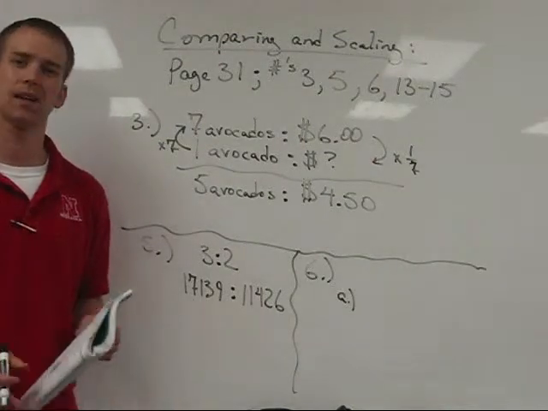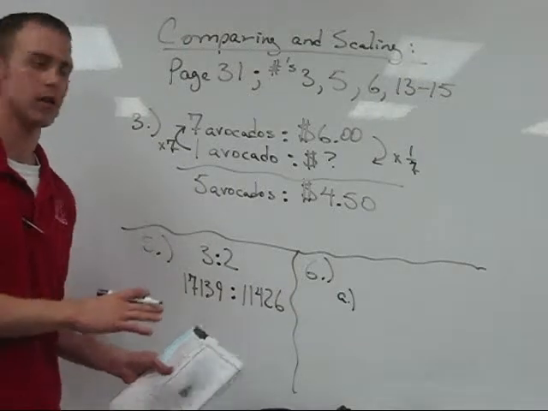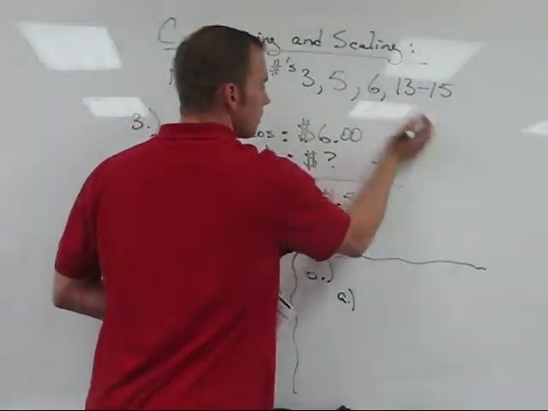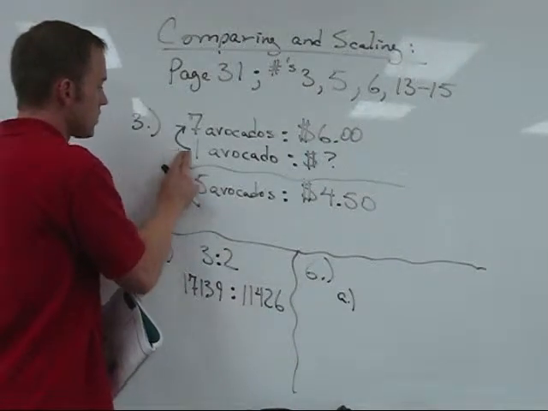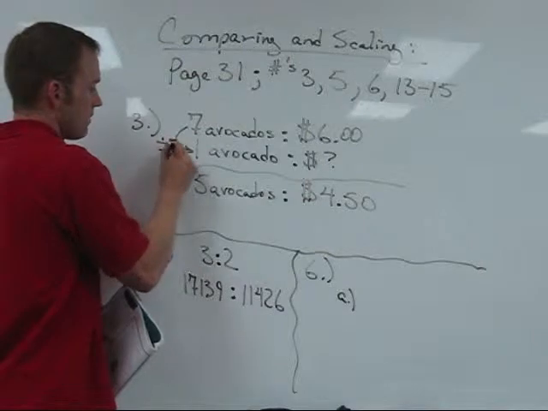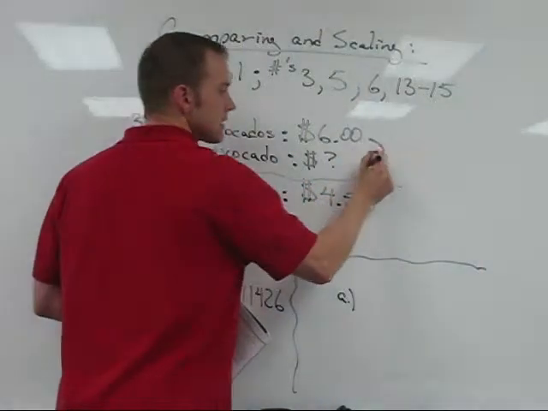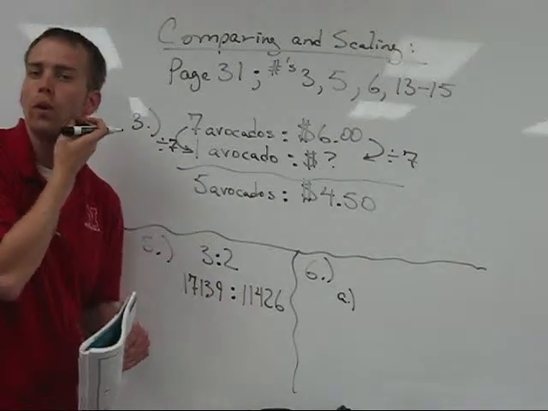Now, some of you are saying, but I don't want to multiply by fractions. One cool realization that we made way at the beginning of the school year is that multiplying by a fraction is the same as division. So working our other way around, we can say 7 divided by 7 is 1. So let's take 6 divided by 7, and this should reveal what we would be paying for one avocado at this particular store.